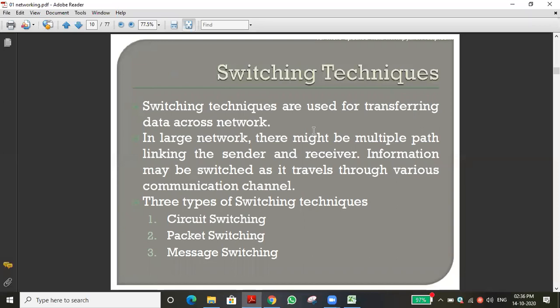In a large number of networks, there might be multiple paths linked between the sender and receiver. Information may be switched as it travels through various communication channels.